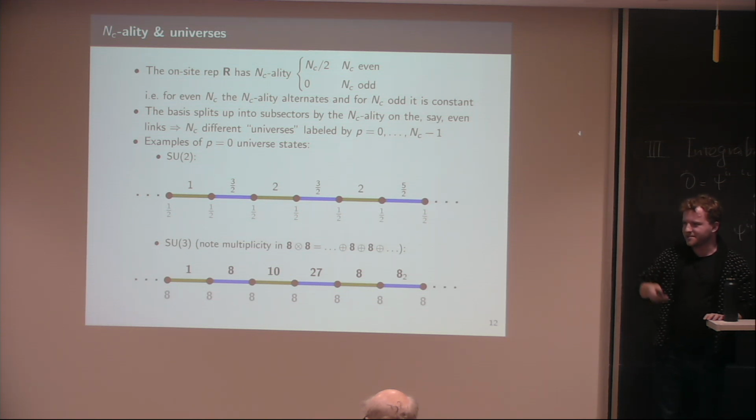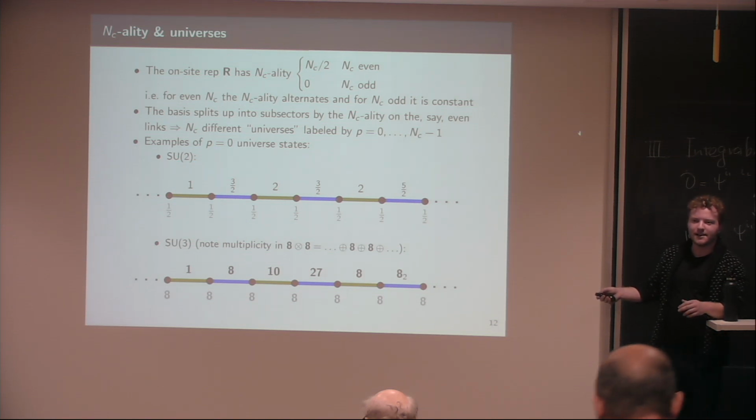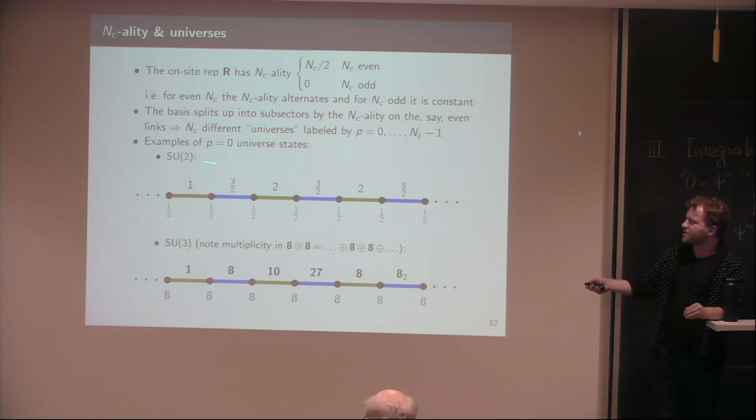Now, in relation to the discussion we were having a little bit ago, this whole Hilbert space is going to split up into many subsectors. They're labeled by the N-ality on, say, the even links, which we said was going to be the same. So for SU(2), this is an example of the sector, or the universe, in which the N-ality on even links is 0. I could have another universe, which you could imagine as just shifting this over by 1, where the N-ality is 1 on those even links.